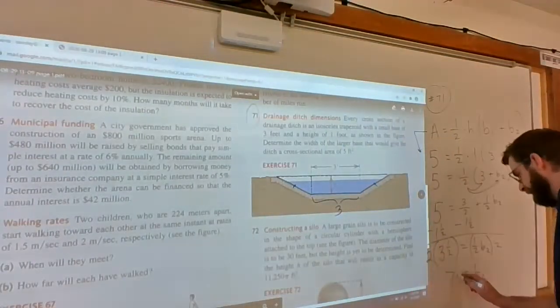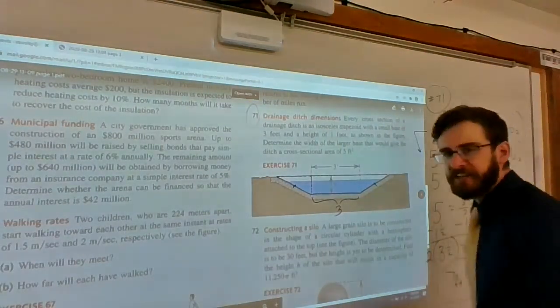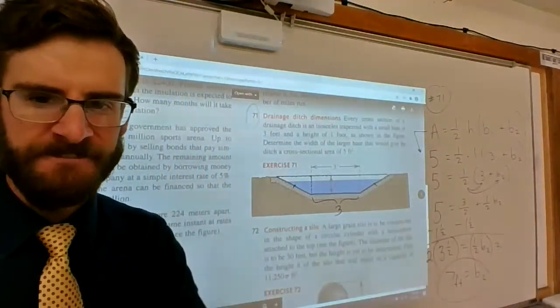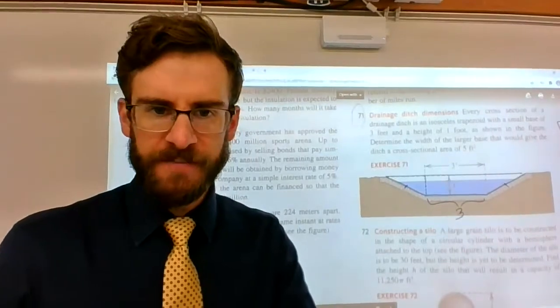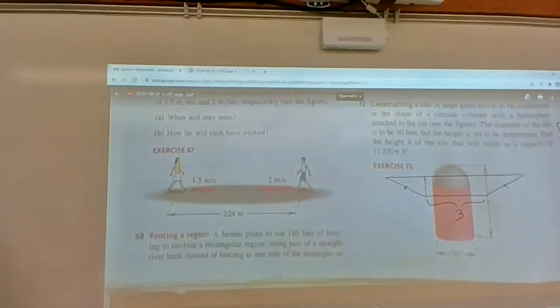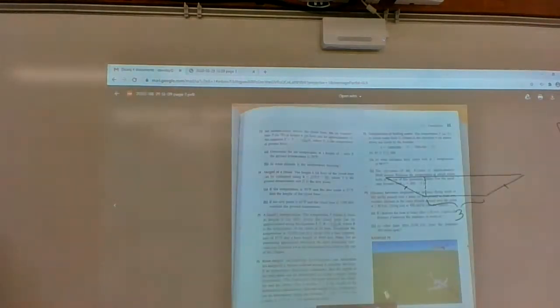7 feet. Can you guys see that? Yes, you can. All right, so 71, finished. Let's try 73. All right, we're at the end of the page.